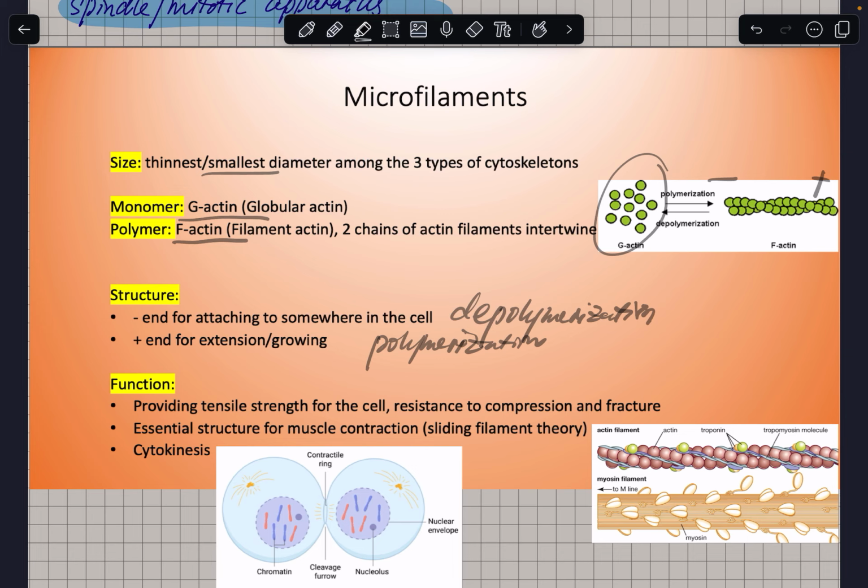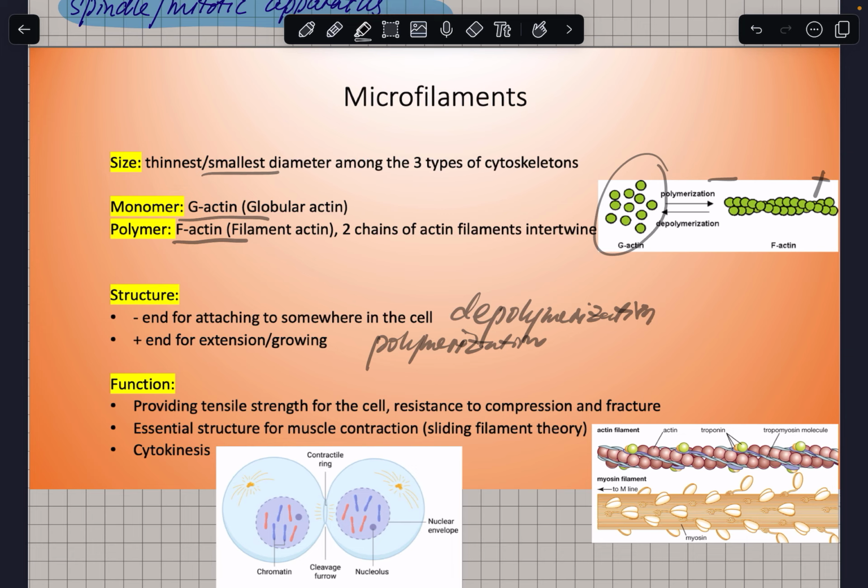Let's talk about the functions of microfilaments. There are three functions you want to know for the MCAT. One is to provide tensile strength for the cell, so the cell is resistant to compression or fracture or any type of damage. This really sounds like a common function of all three types of cytoskeleton.